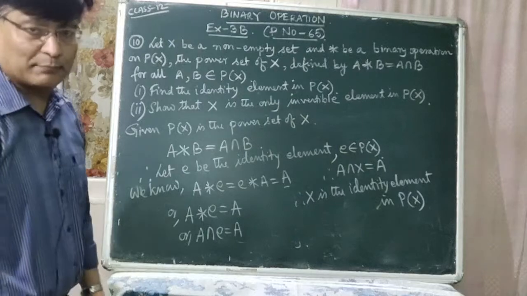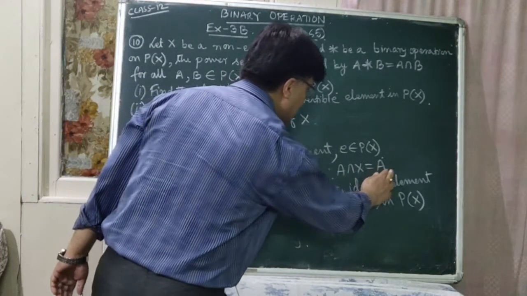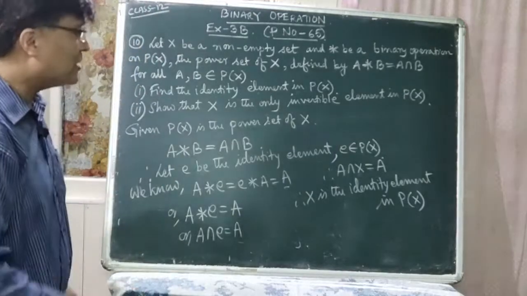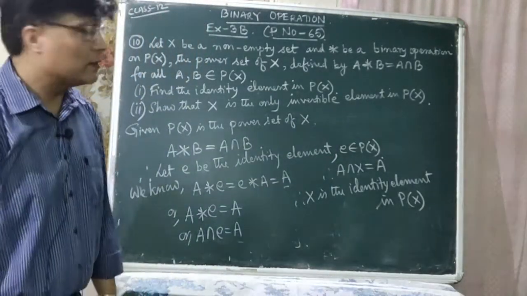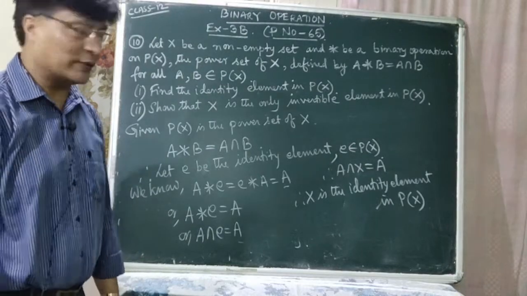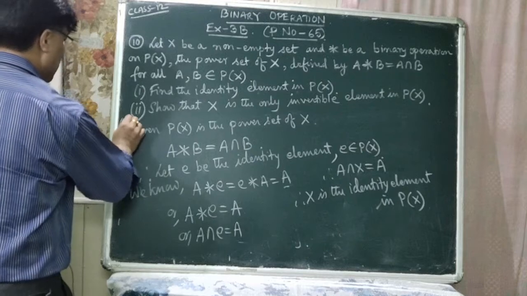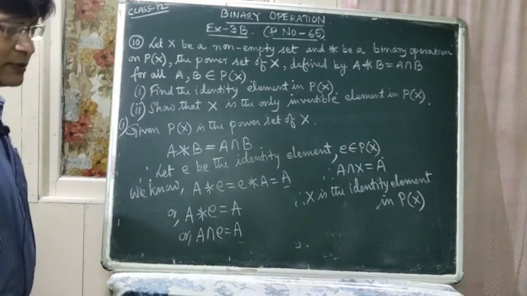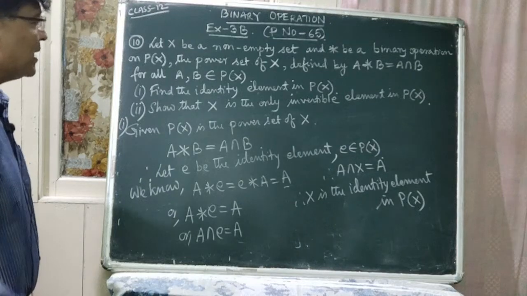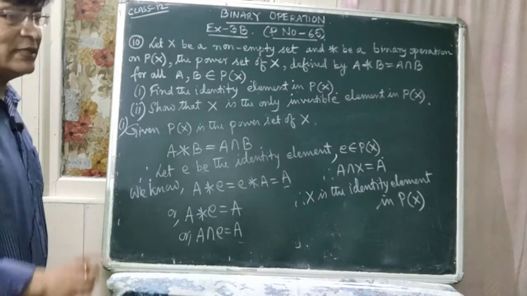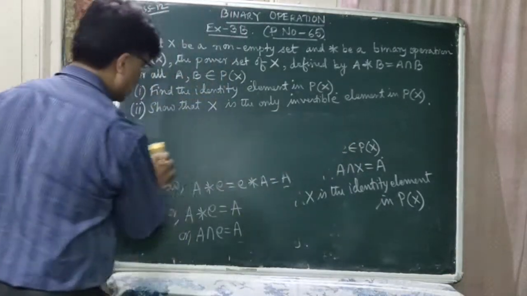I just told you about one example, isn't it? I think you have understood it. So this A intersection capital X is equal to A. So in this case, X is the identity element in P of X. So I think you have understood it. Okay. So this is the answer for the first part. And again you have to show in number 2 that X is the only invertible element in P of X. So let us show it.